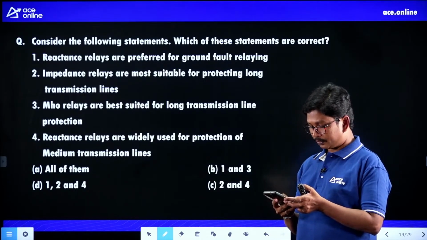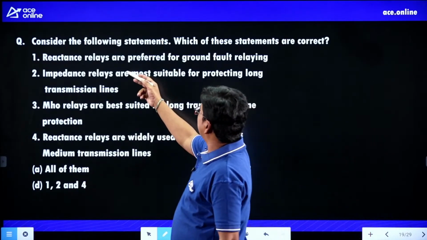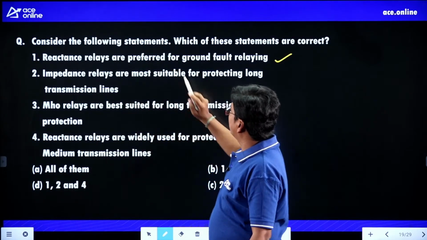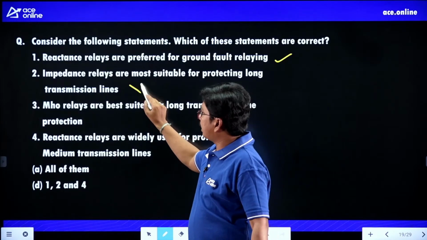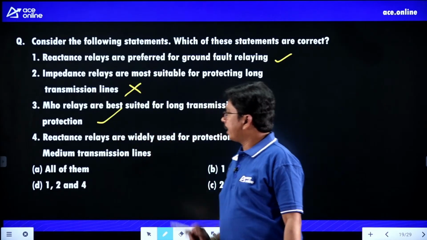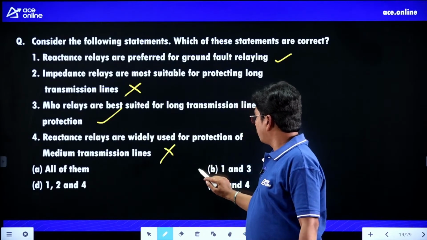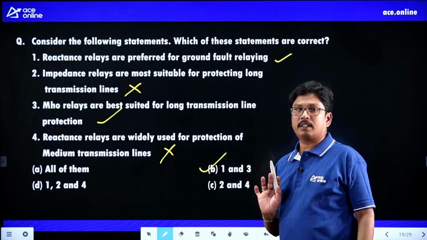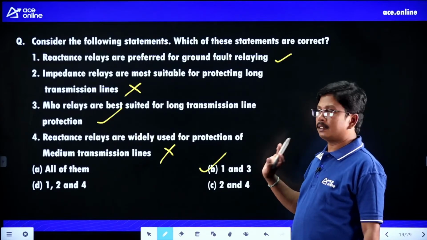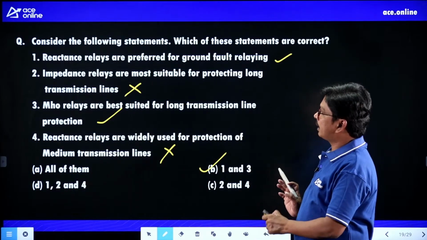Very good, very good. 1 and 3. Everybody is giving option B. So by default, reactance relays are preferred for ground fault relaying. Yes, the statement is correct. Impedance relays are more suitable for protecting long transmission lines. No, they are for protecting medium lines. Mho relays are best suited for long transmission lines. Yes, reactance relays are widely used for protection of medium transmission lines. So 1 and 3 are correct. Clear, students? Right. Everybody has given the answer for this question. So you are very confident about the distance relays, right? And I am going for the next question here.